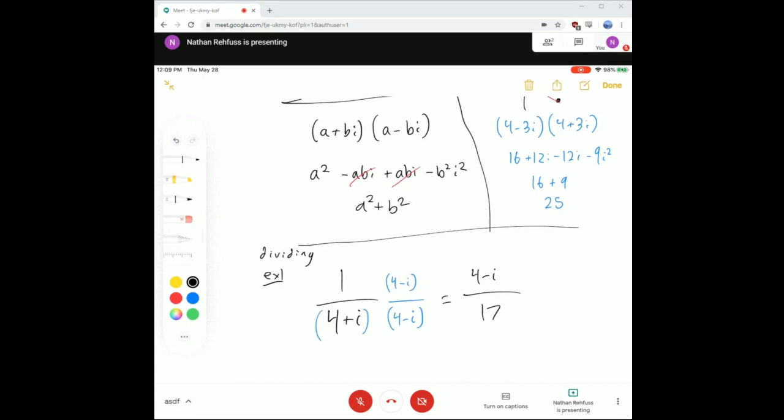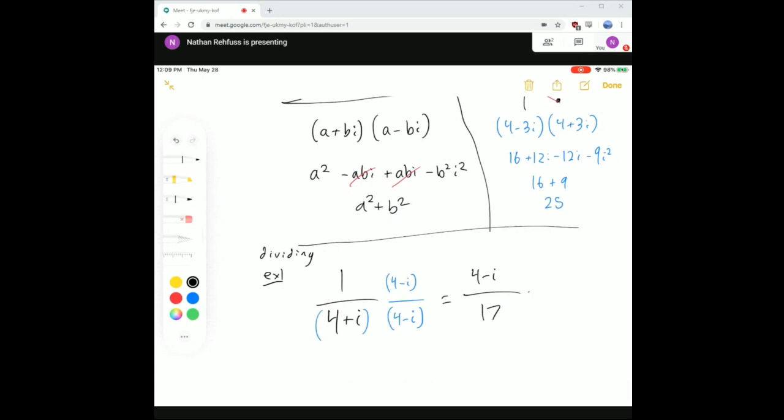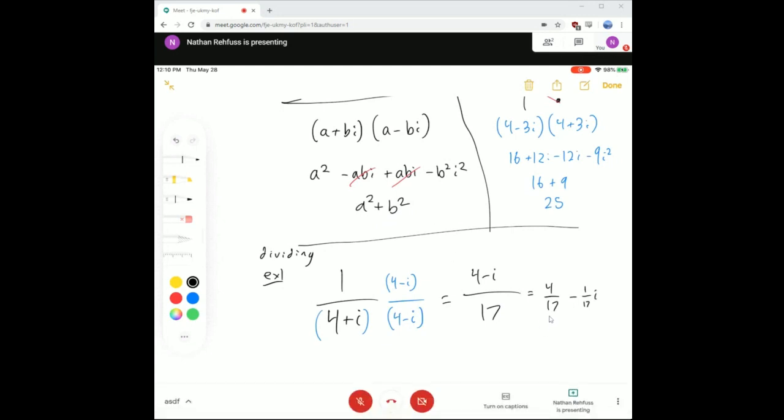All right, one more thing is I do want to write this in standard form. So I'm going to distribute the denominator. I'm going to write this as 4/17 minus 1/17 i. Every once in a while, MyOpenMath gets really, really picky about wanting this form and not that form. That's one thing I don't like about MyOpenMath, it's super picky about complex numbers. So make sure your answers are always in this form for complex numbers, especially in section 5.5.